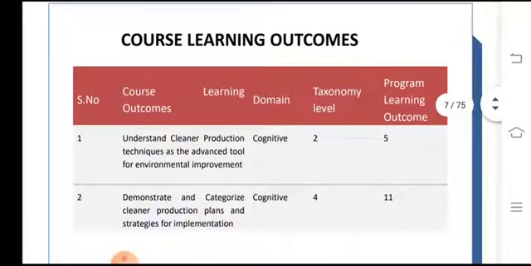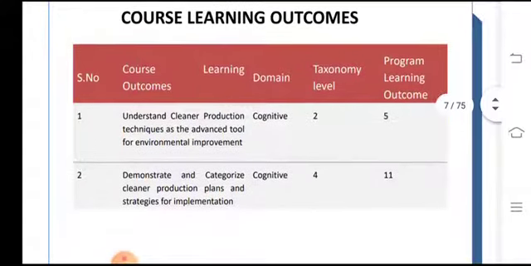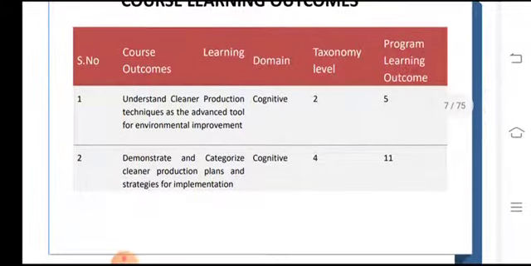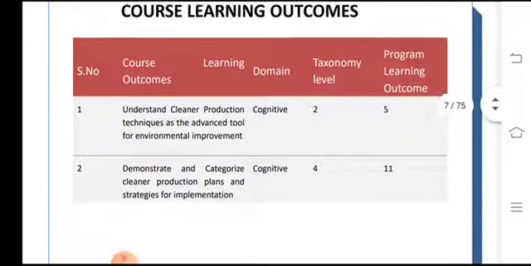So there are some course learning outcomes because we are following the outcome based education, OBE system. So we have these protocols, which have these CLOs which are linked with the program learning outcomes, that is PLOs, and we also have to define the cognitive levels and taxonomy levels. So these are our learning outcomes.